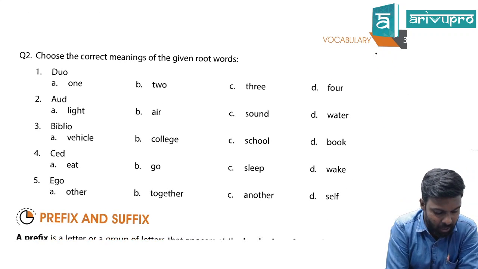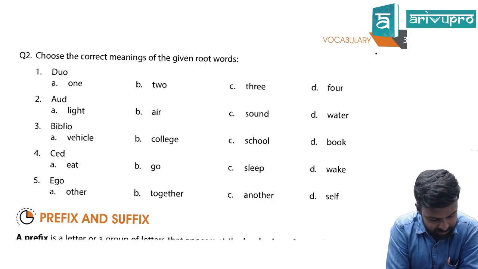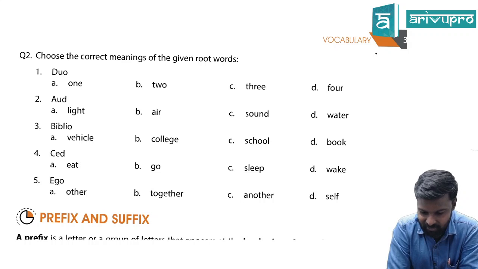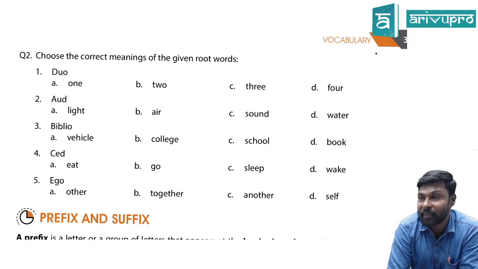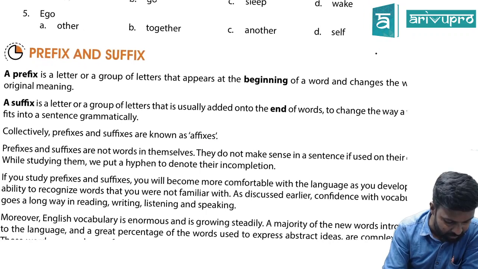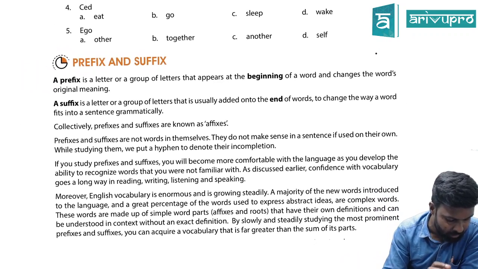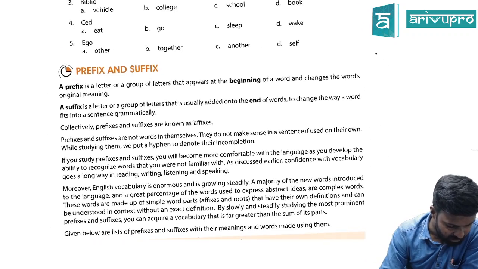Right, choose the correct meaning of the given root words. Duo, two. Phon, sound, very good. Biblio, book, very good. Somn, sleep. Ego, self. Okay, right, now what is a prefix, what is a suffix? Anything that begins before the word is a prefix. Anything that ends the word is a suffix.